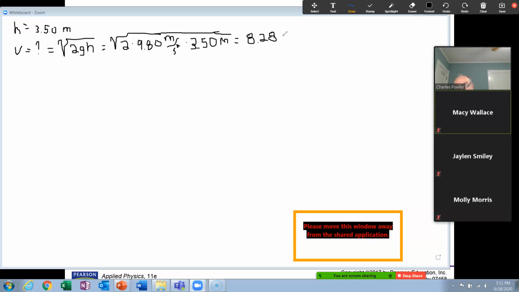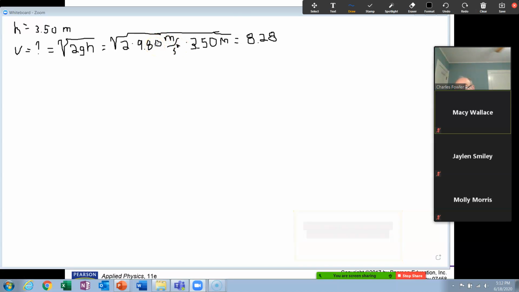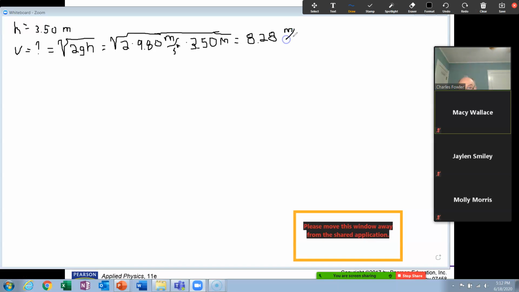Now we have to figure out what units we have. That's the square root of that number that we had. The units are meters times meters, that's meters squared per second squared. But you take the square root of the units as well, and that would be meters per second, which is a fantastic unit for velocity or speed. And that's what the question asked.